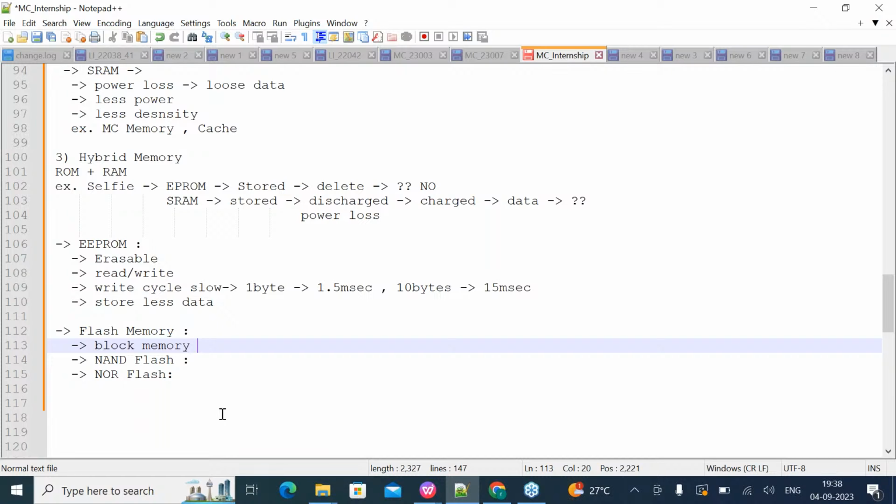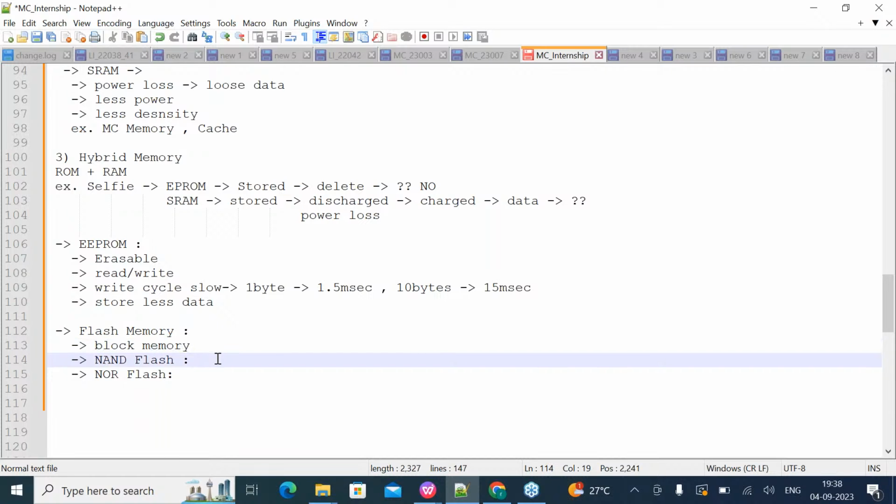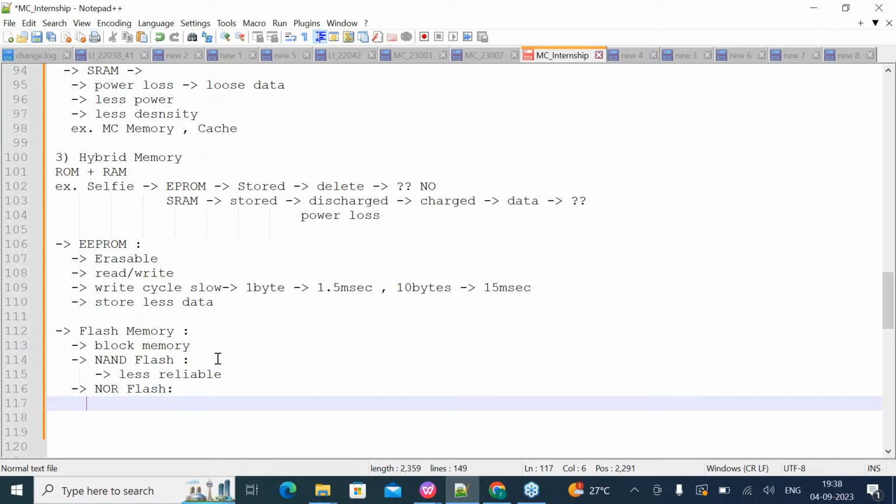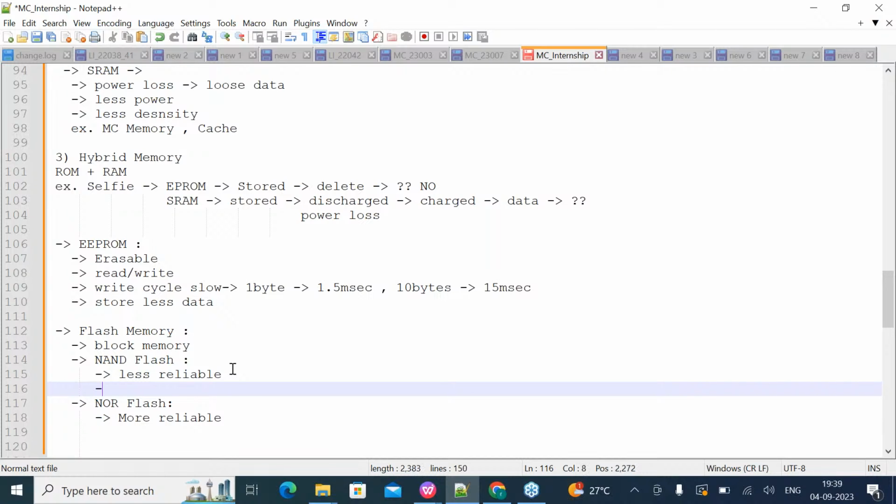If you talk about the difference points between NAND and NOR flash memory, the first point is that NAND is less reliable. Anytime a bad block can occur and you will lose the data stored in NAND flash. If you talk about the NOR memory, it is more reliable. Then another point: NAND is more dense.